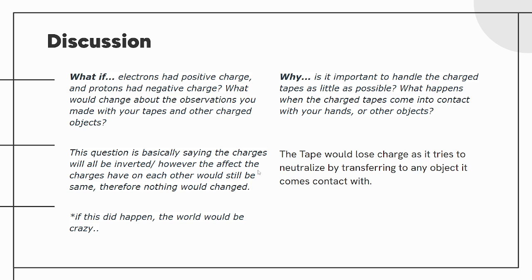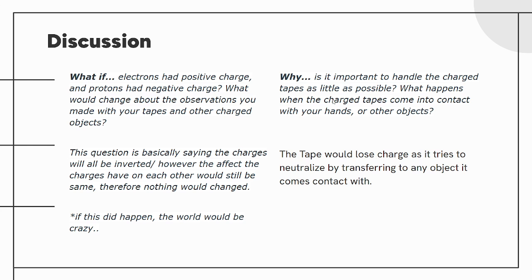Alright, so discussion. If electrons had a positive charge and protons had a negative charge, what would happen to the observations? Since the question is basically saying the charges are inverted, but the way one charge affects another is not changed, the effects would be the same.